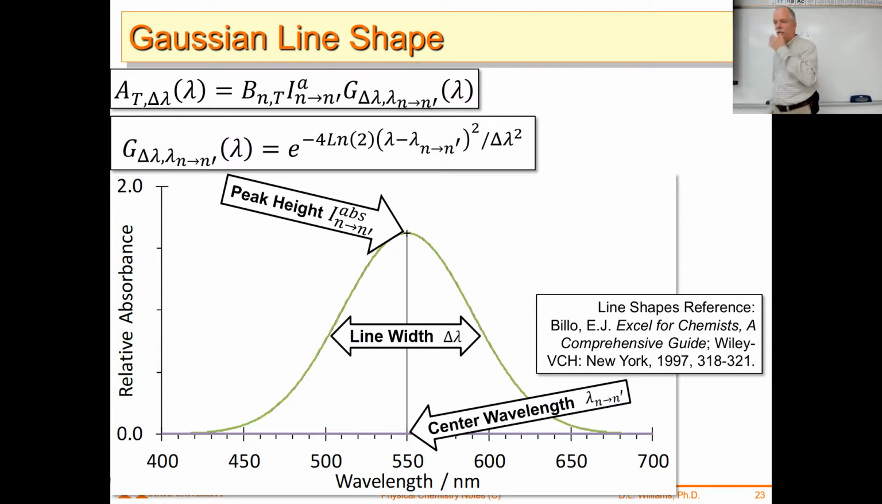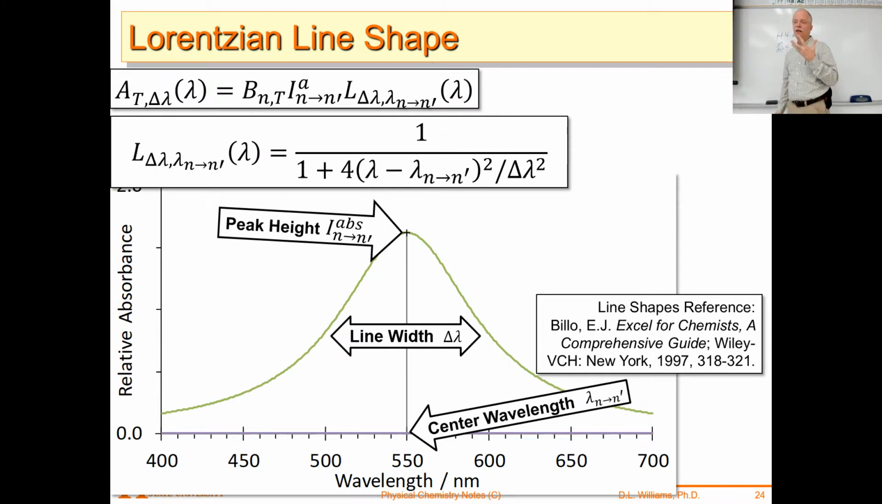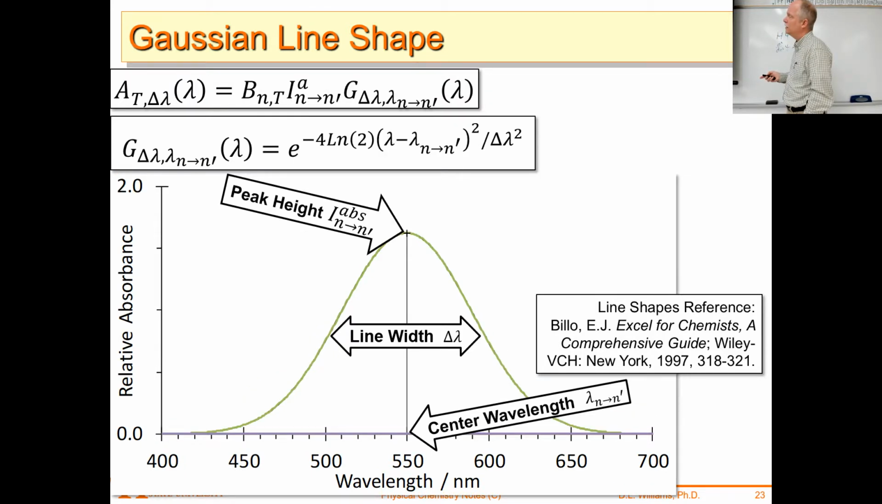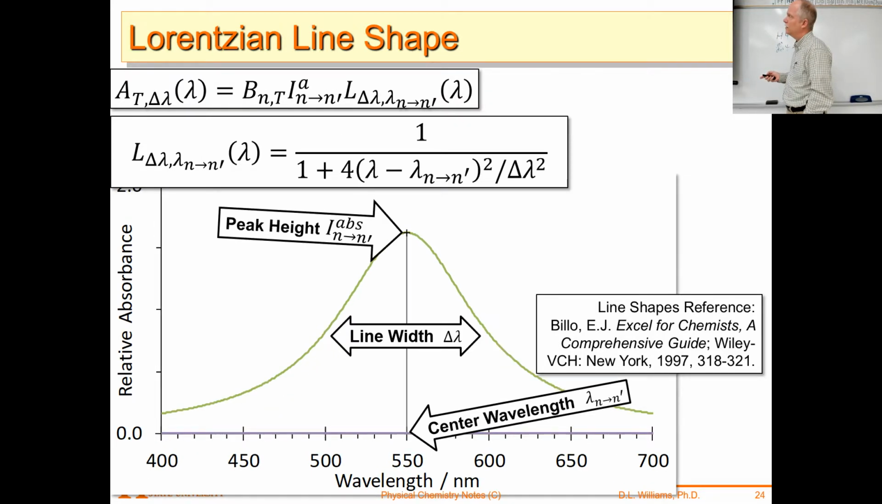Okay, let's look at another one. This is the Lorentzian line shape. Same situation. The center wavelength of that transition comes from the transition equation. The peak height comes from the transition moment integral. But the line shape, also line width, comes from the experiment. But notice it has a different shape to it. It's not a Gaussian. Let me go back. Here's the Gaussian. Here's the Lorentzian.